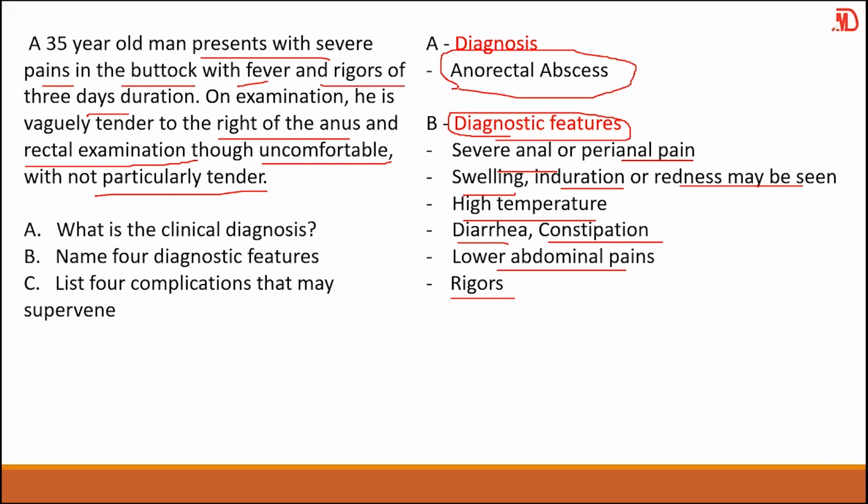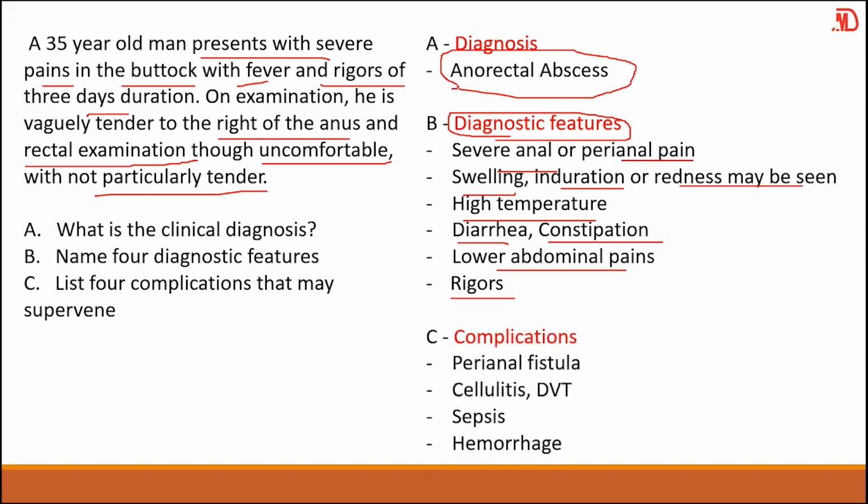So again, let's look at the complications present in this patient. So what are the possible complications? Possible complications may include perianal fistula. We can talk about cellulitis, DVT or deep vein thrombosis. We can talk about sepsis. We can talk about hemorrhage. So these are our possible complications of anorectal abscess.